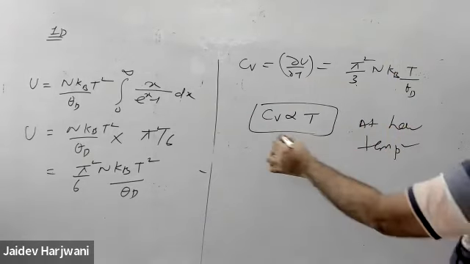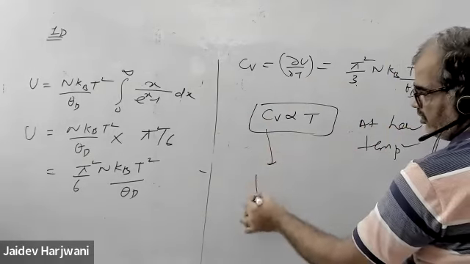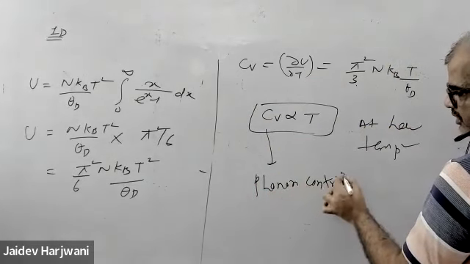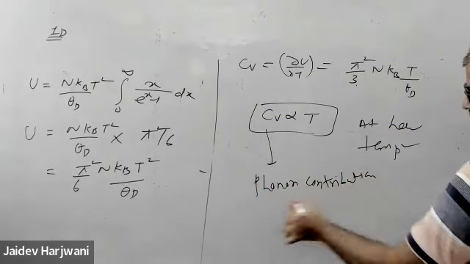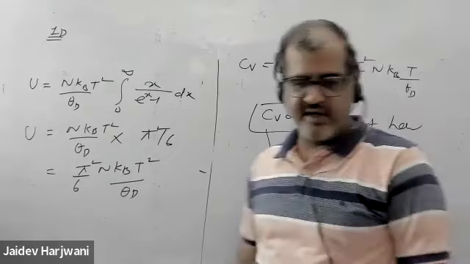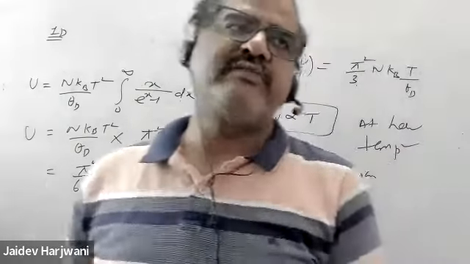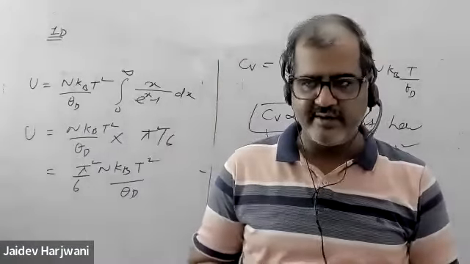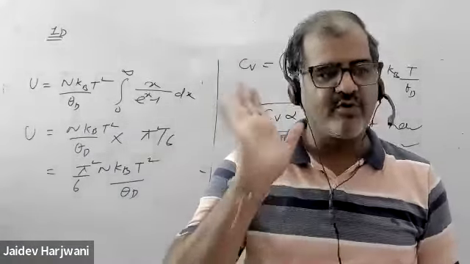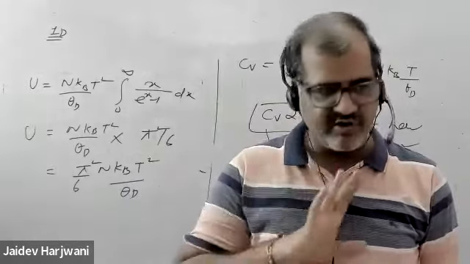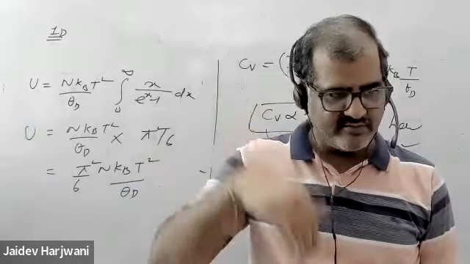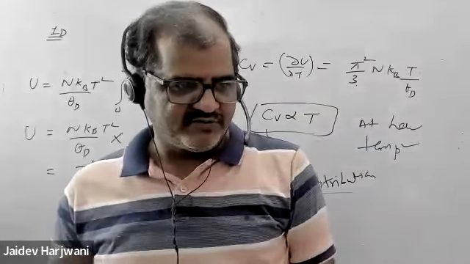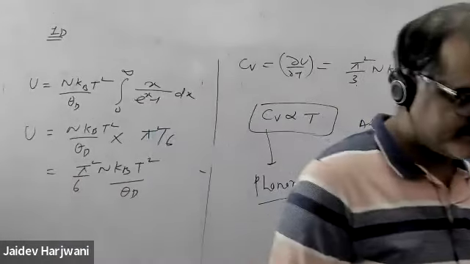And this Cv is what? Due to phonon. This is the phonon contribution, not the electronic contribution. What we are calculating now is the specific heat due to vibrations, and vibration means phonon. So whatever specific heat we have calculated so far in 1D, 2D, 3D is only because of phonons, not electrons. Okay.